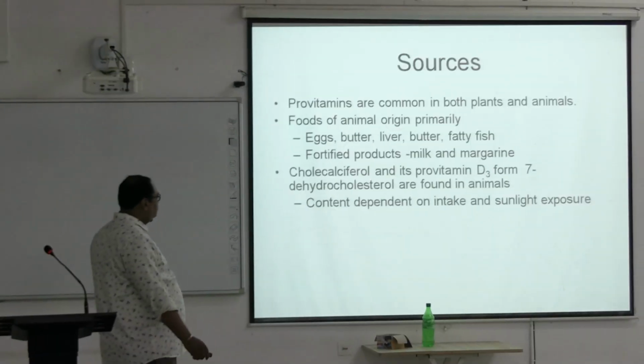So if we get D2 from plants, fine, it will work for some time, but very soon it will turn down because of the normal turnover process. If it is more, we cannot regulate. If it is less, we cannot regulate. Whereas with D3, we can increase or decrease the synthesis in our body and we can regulate. This is the difference between D2 and D3. Okay?